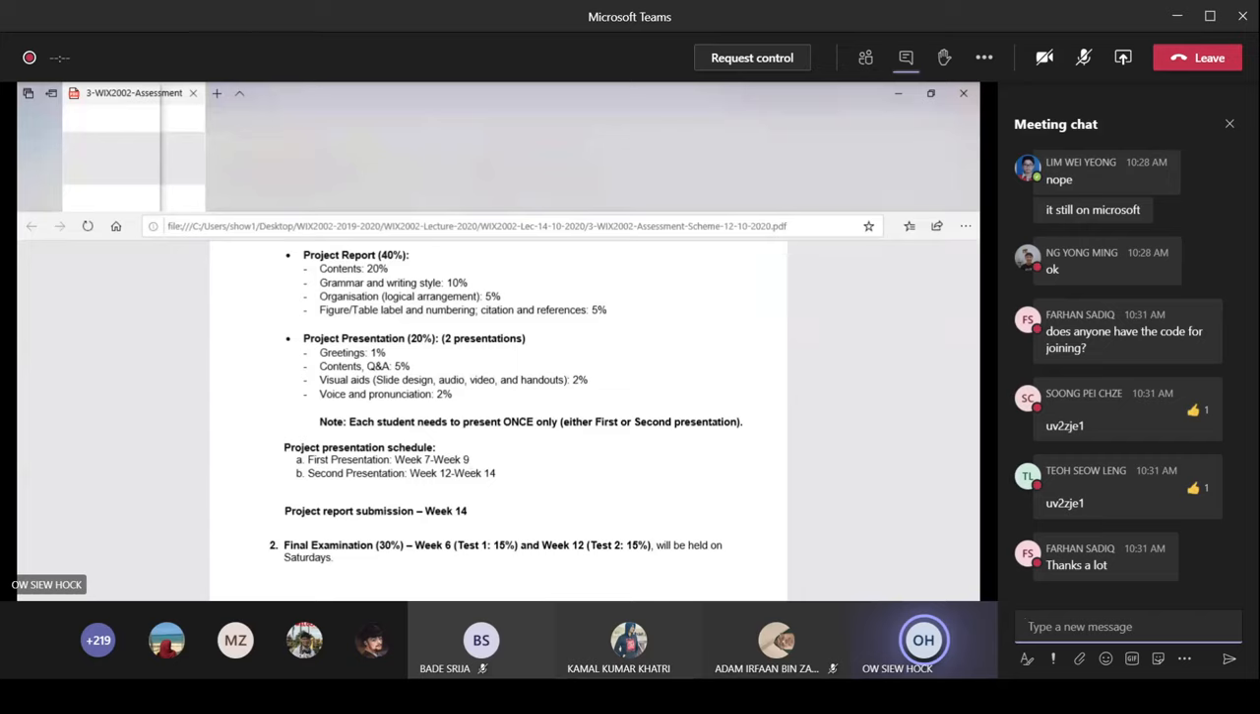Same thing with tables. The first table in chapter one, you put table 1.1. The second table in chapter one, table 1.2, 1.3, and so on. The tables in the second chapter, you put 2.1, 2.2, 2.3, and so on. The tables in chapter three, 3.1, 3.2, 3.3. You understand? Okay. So you do it for the table and also numbering. You use it this way.